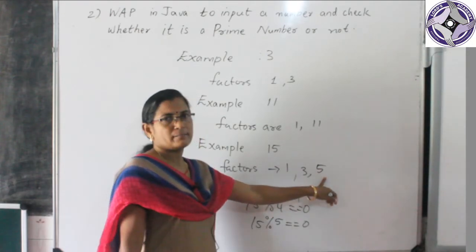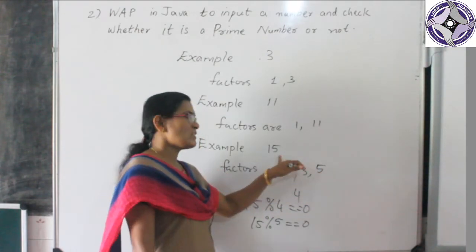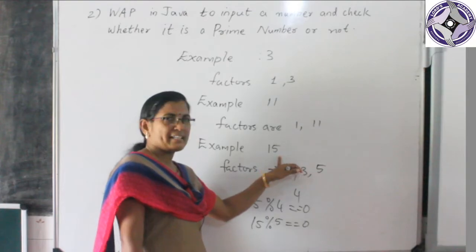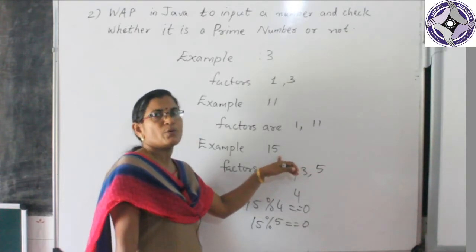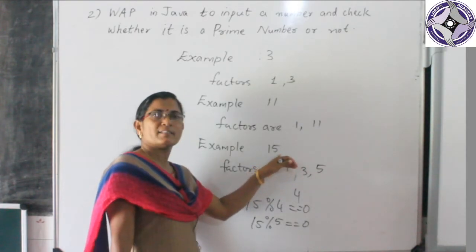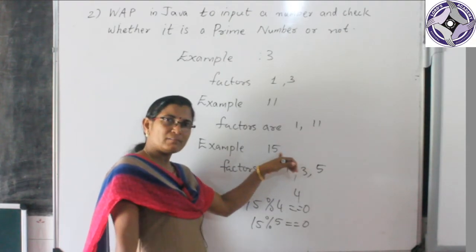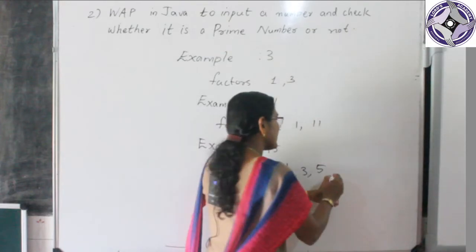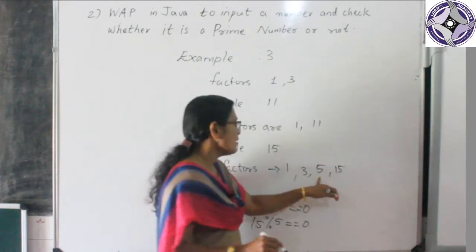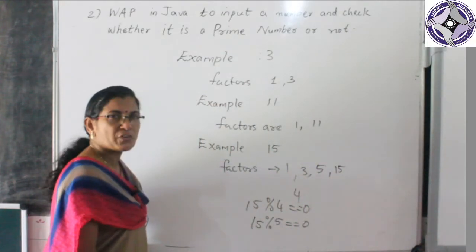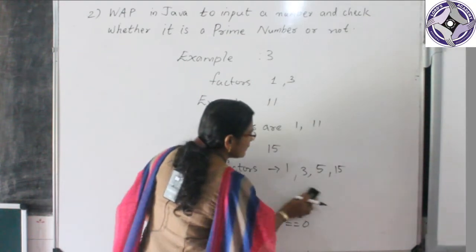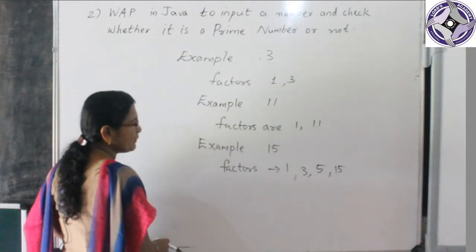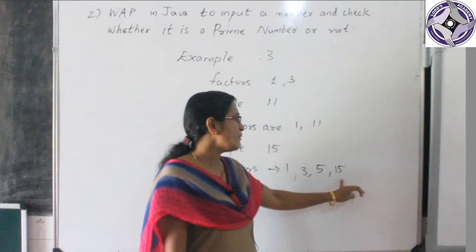1, 3, 5. Now 15, is it divisible by 6? No. By 7? No. By 8? No. By 9? No. It doesn't have any other factors other than 15. Now we have got the factors of 15: 1, 3, 5 and 15.